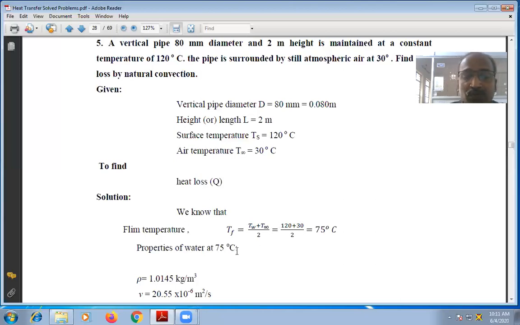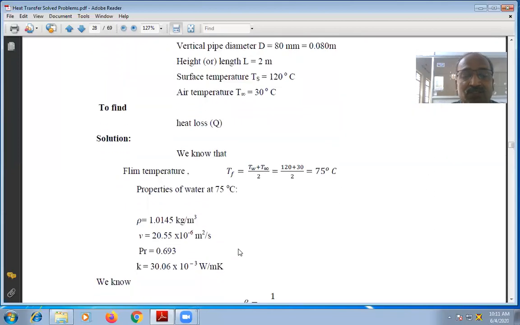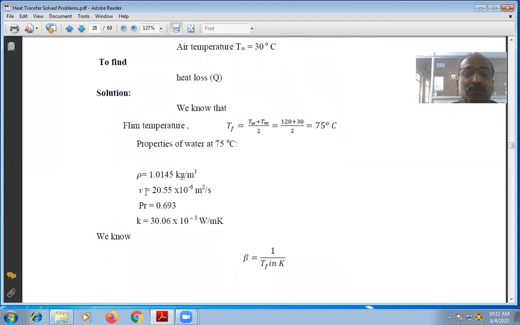Now you have to open your heat transfer data book, where there will be the properties of air at 75 degrees centigrade. Just search in the initial pages. So I will scroll down. These are the properties we can get. Approximately, the decimal points may be different. Density is 1.0145 kg per meter cube. Nu, the kinematic viscosity, is 20.55 into 10 raised to minus 6 meter square per second. Prandtl number is 0.693 and thermal conductivity is 30.06 into 10 raised to minus 3 watt per meter Kelvin. All these properties are available in the heat transfer data book.